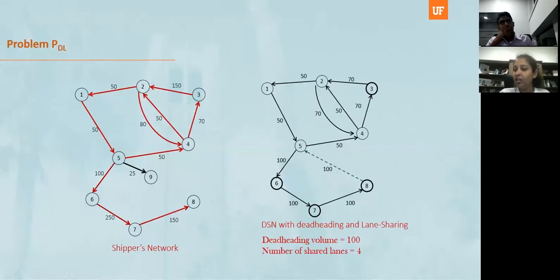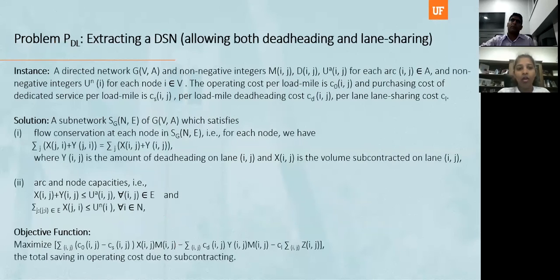So PDL, you can combine both. You can do a better job here, and it is a more general problem. So this is the most general format. Those are the shared lanes in this particular problem, and the dashed lines, that is deadheading. You can see it's low deadheading, but the number of shared lanes is like 4. So please don't read it.